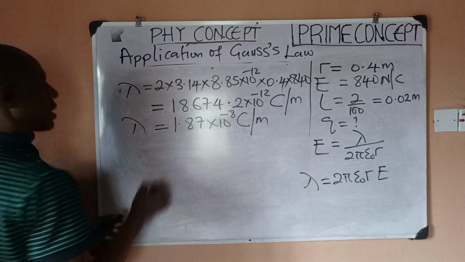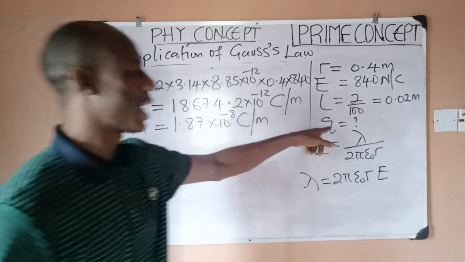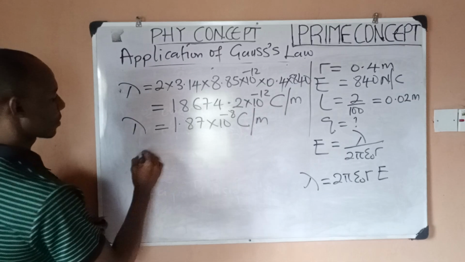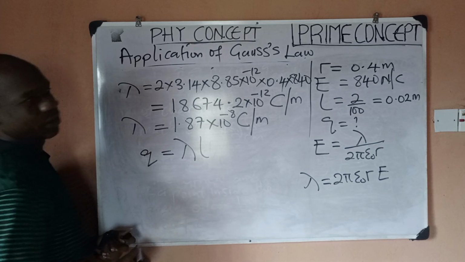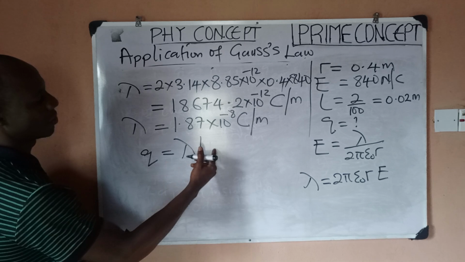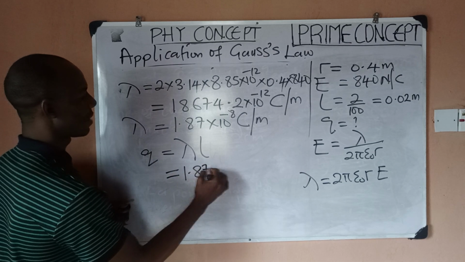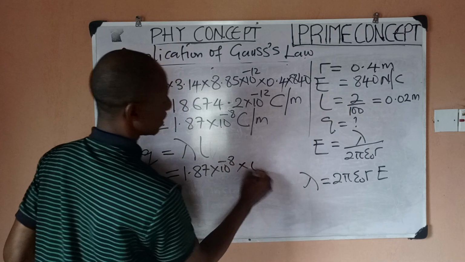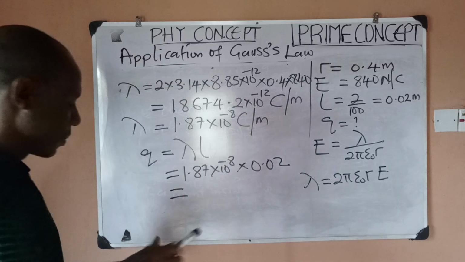So this is what I have as my lambda, but this is not what we are looking for. We're looking for the charge within this length, right? So if you recall, lambda is charge over L, so the charge we're looking for is lambda times L. So we have our lambda as 1.87 times 10 to the power minus 8 times the length. The length is 0.02.